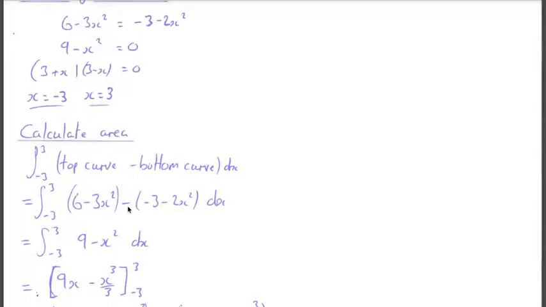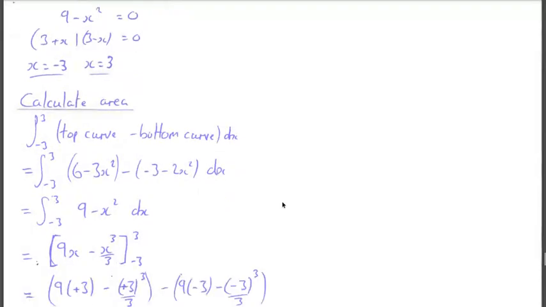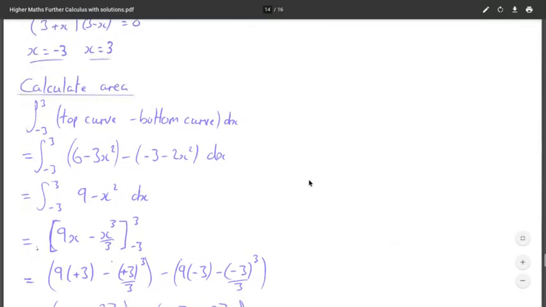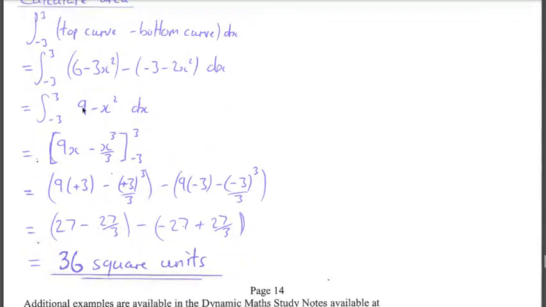Be very, very careful here, guys. You're doing minus 3x squared minus 2x squared. So basically minus 3 plus 2, which will be minus 1x squared. And again, here 6 minus minus 3 is 6 plus 3. So we just need to integrate 9 minus x squared and evaluate that between negative 3 and 3.